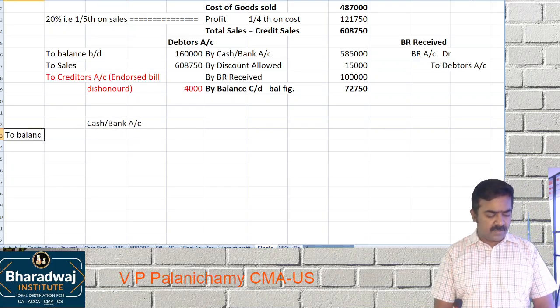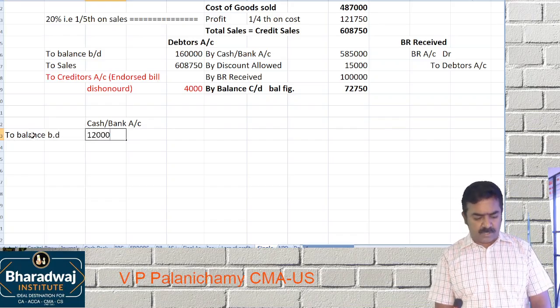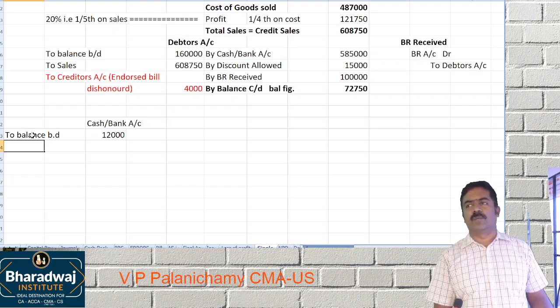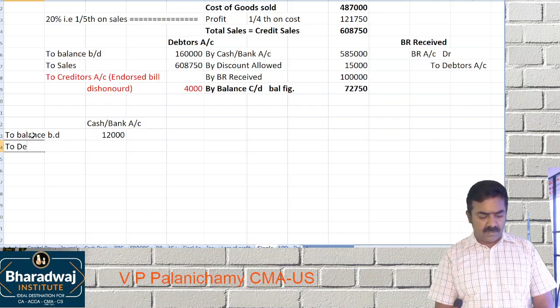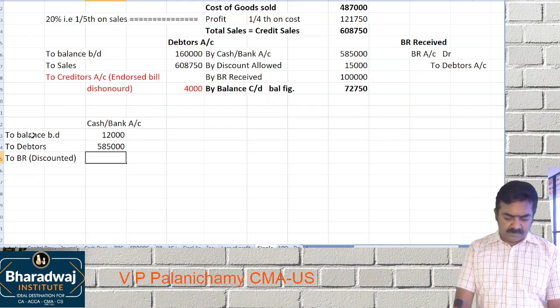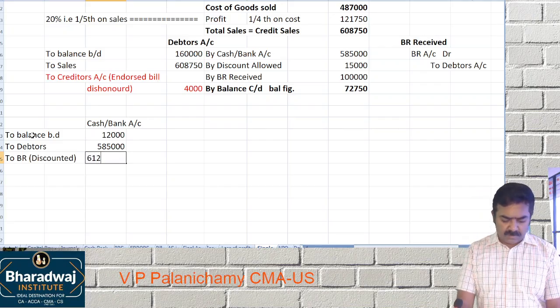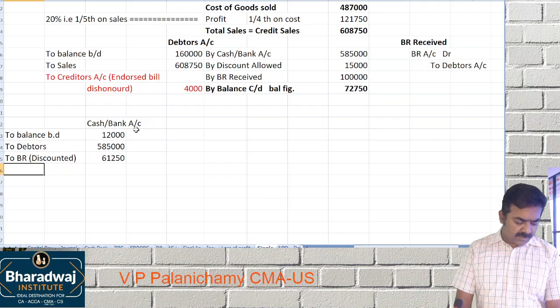Tell me the opening balance. See how much the opening balance is. Cash and bank balance put together 12,000. See what collections and payments are given. What are the collections and payments given? How much have you collected from debtors? 5,85,000. The bills receivable discounted, how much discount and collected? 61,250 we collected. What else is there? Any other collection?